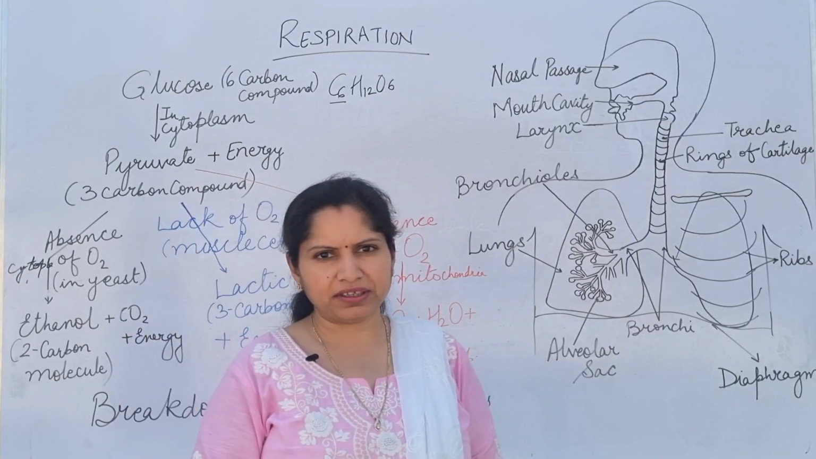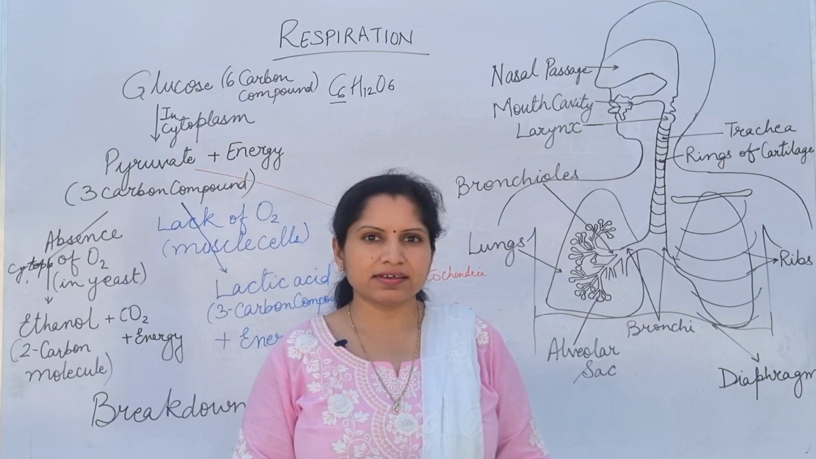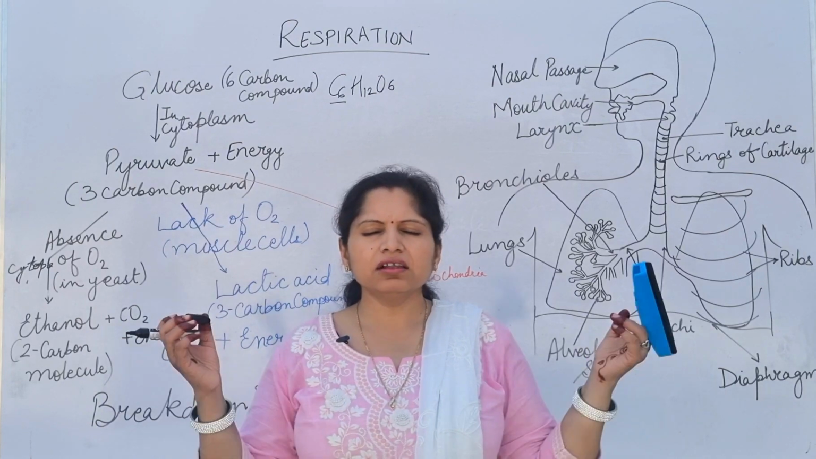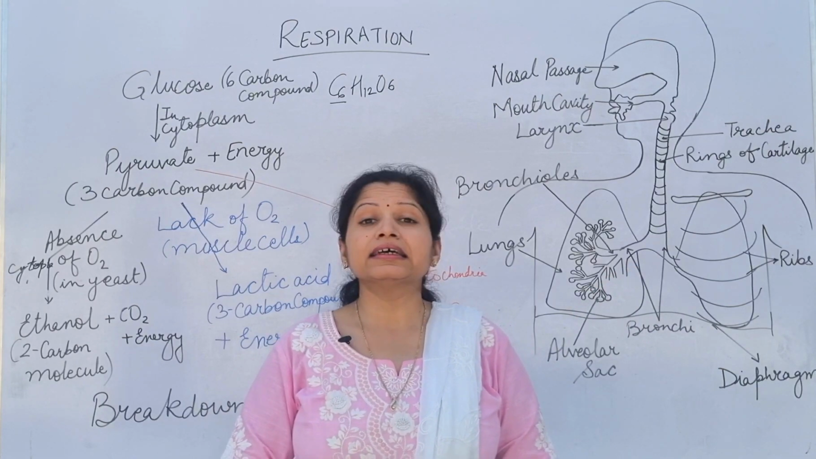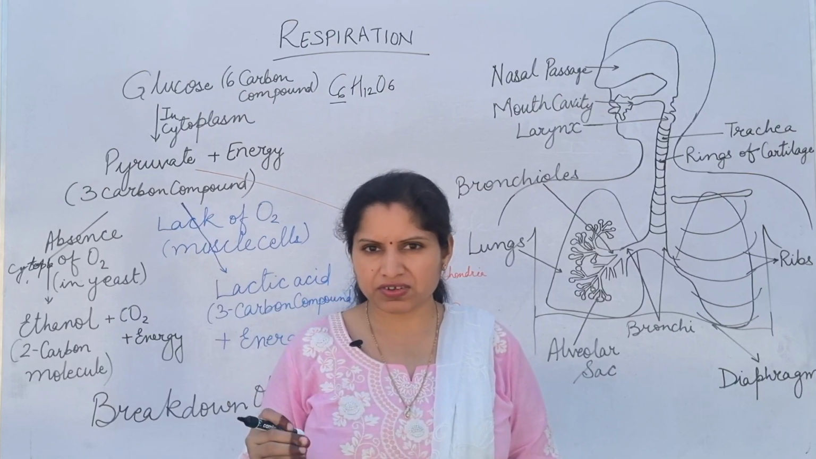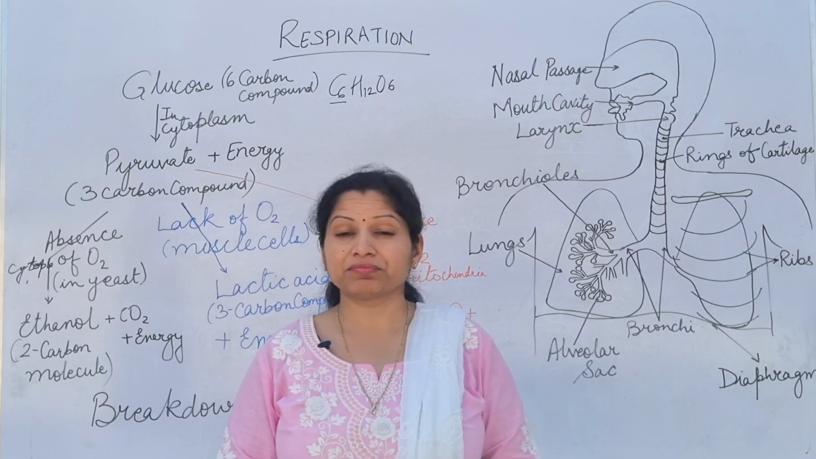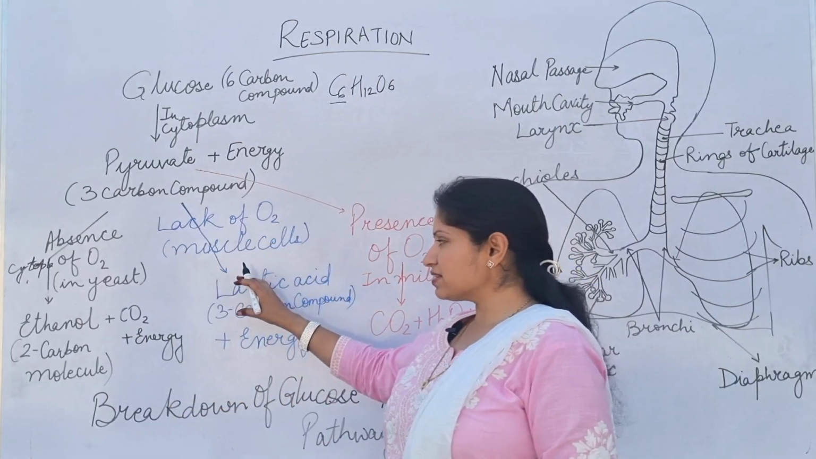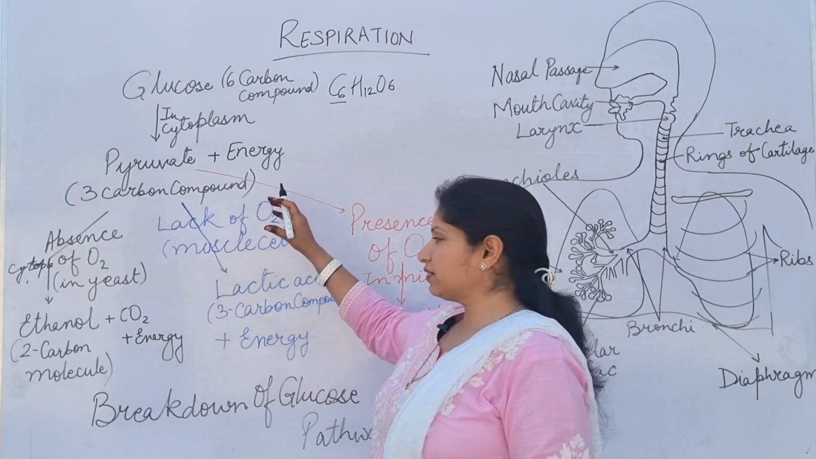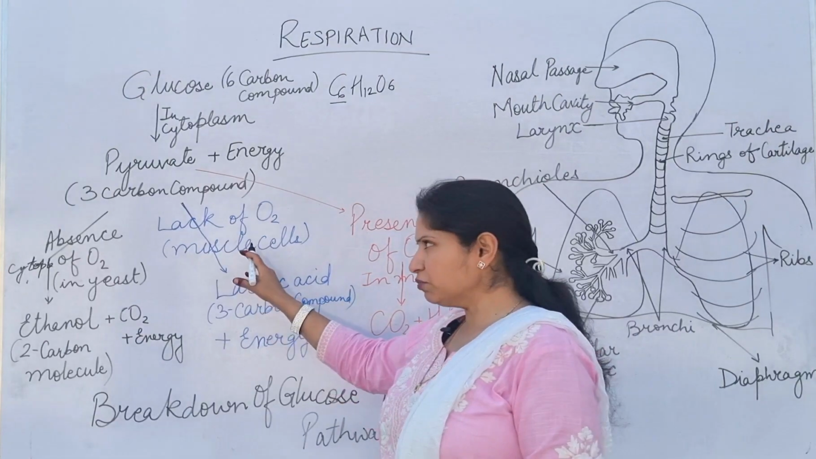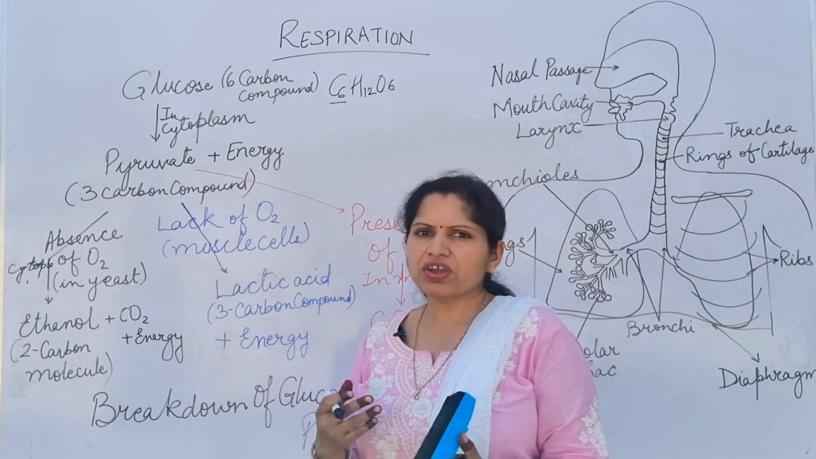A third situation could be there. Suppose you are doing very vigorous exercise. If you are running very fast, at that time your muscles need a lot of oxygen. But if that much oxygen is not supplied to the muscles, then your muscles start performing respiration and releasing the energy in absence of oxygen only. And in that case, in the muscle cells, lactic acid is produced from pyruvate. So this pyruvate results in the formation of lactic acid in the muscles only when there is a lack of oxygen, especially when you are doing vigorous exercise.